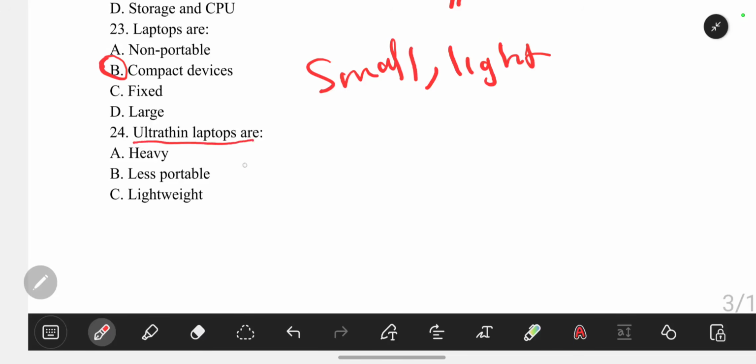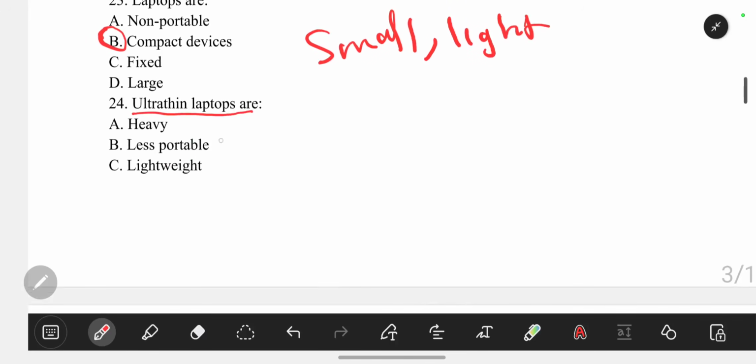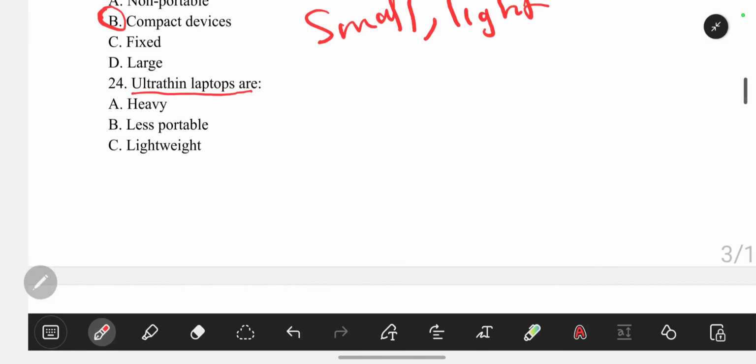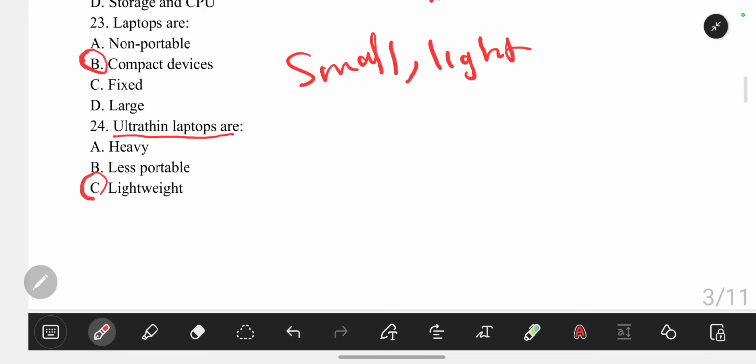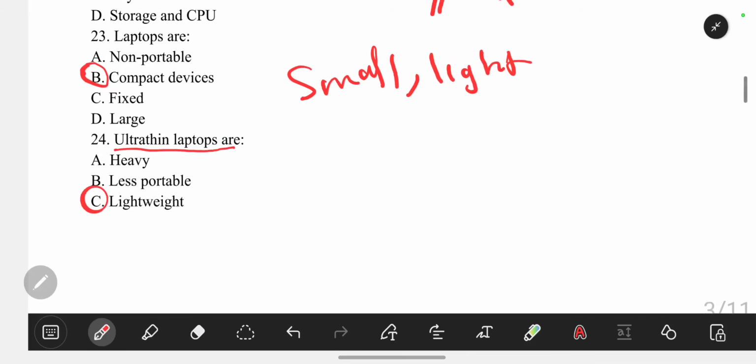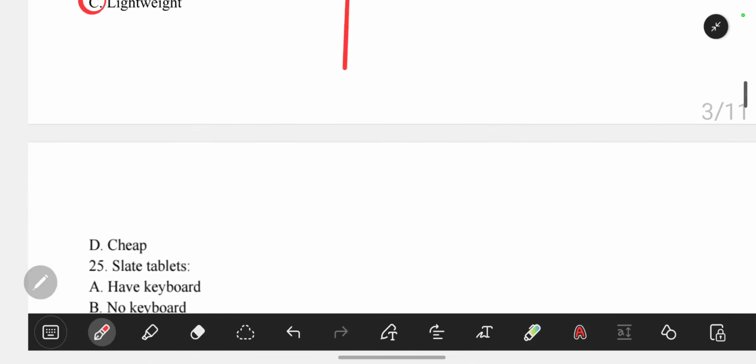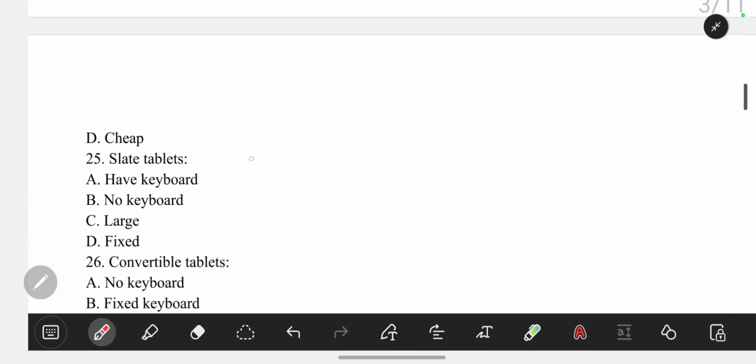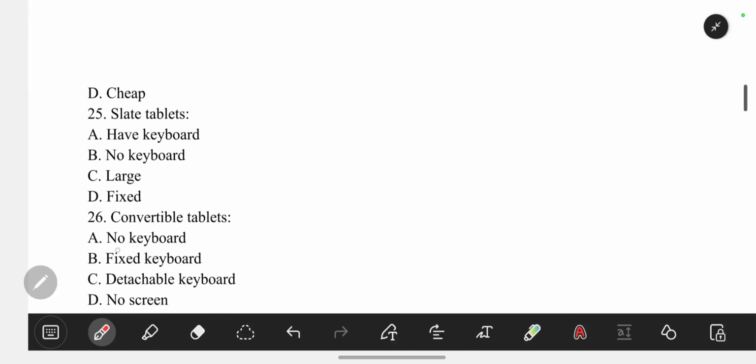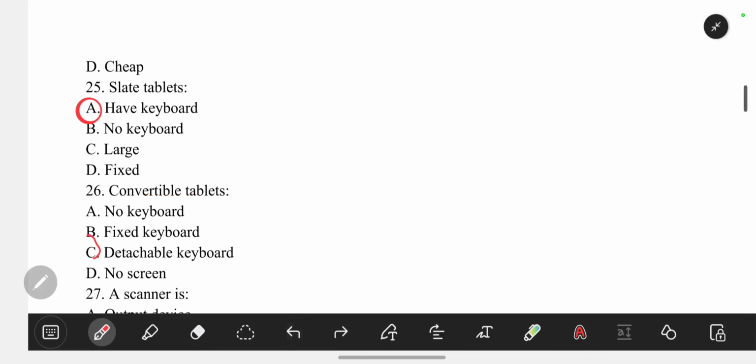When we look at our 24, ultra thin laptops are, so ultra means extremely, and thin means small, so extremely small laptops are lightweight. So this is the only option that matches. Ultra thin meaning they are extremely thin and lightweight. Then when we look at slate tablets, these slate tablets have no keyboard. Convertible tablets are the ones that have detachable keyboards.